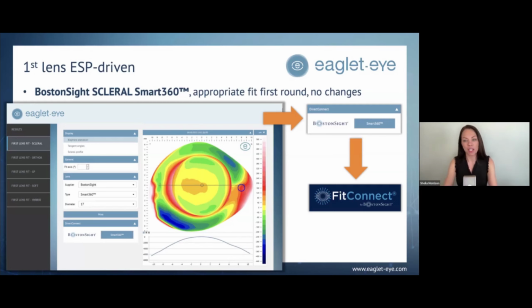Now, our Fit Connect, as I mentioned, gave us a first lens that was very appropriate on the first round. And I want to talk a little bit in my next case that I'll present about why it's so important today in the market that we really optimize our time. When we spend time with patients, it's limited. Chair time is gold. And we can spend a whole bunch of time sometimes adjusting lenses. And when there are ways that we just don't have to do that, that's the path that we should be taking.